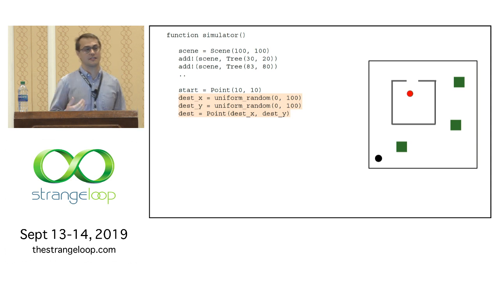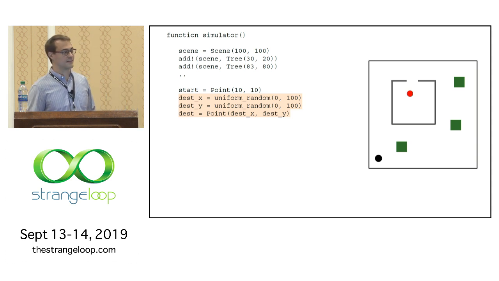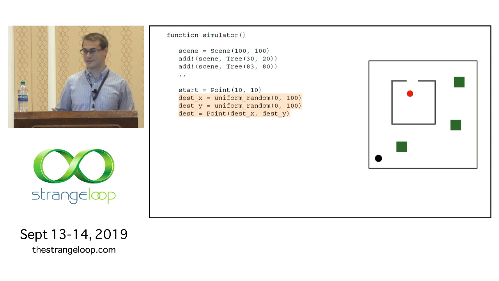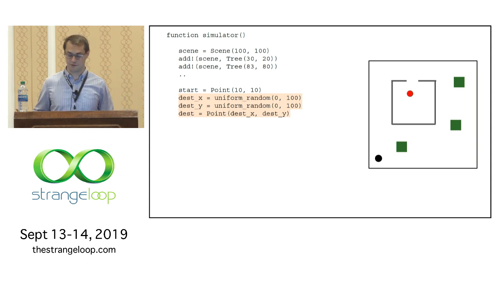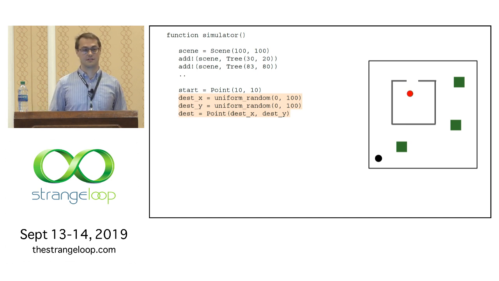Now we're going to simulate the person's destination. But the destination is something we don't actually know, so it wouldn't make sense to pick any deterministic value. So to express the fact we don't know something, we're going to use randomness. And we're going to pick a random point somewhere in this scene to be the destination, and that's in red. So each time we run this simulator, we're going to get a different destination.